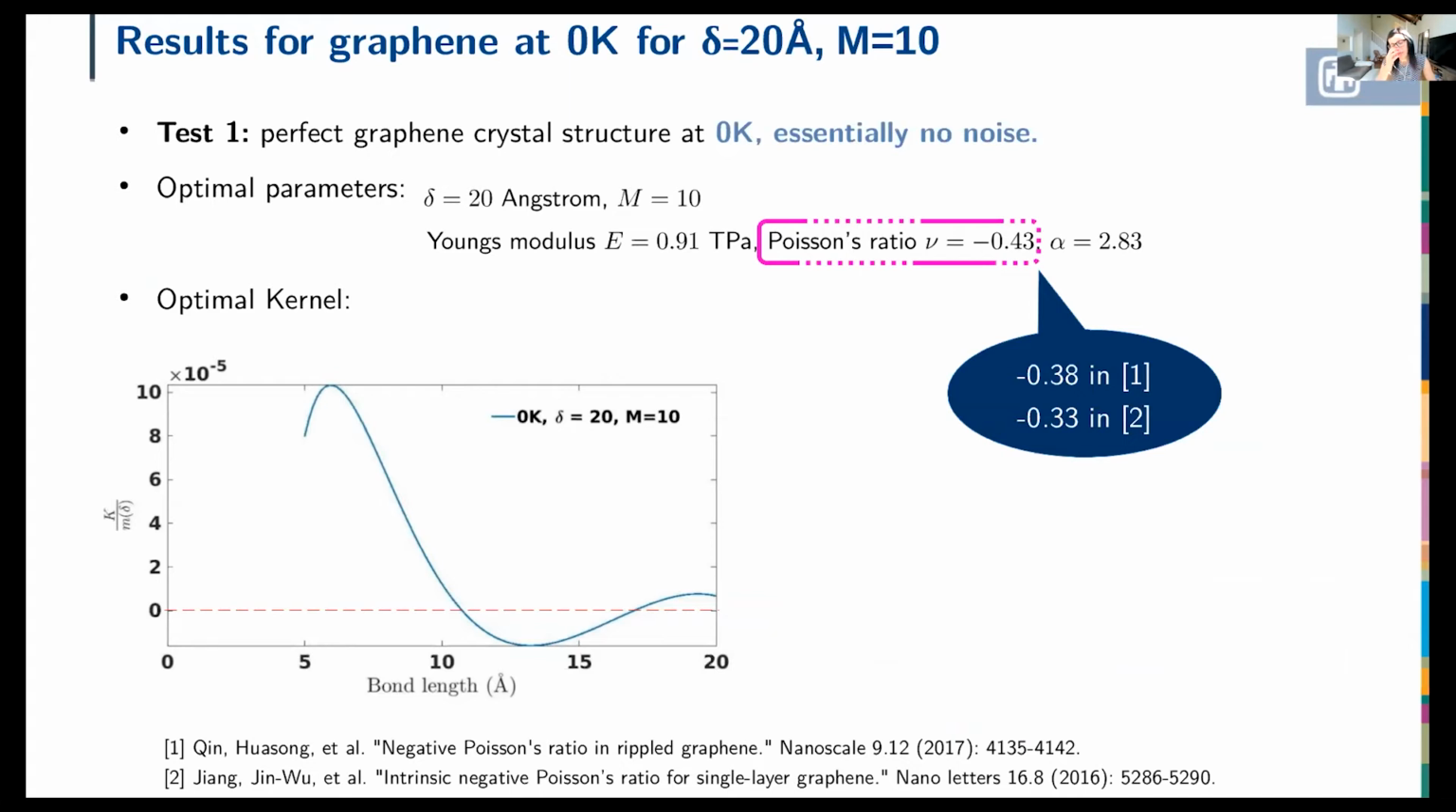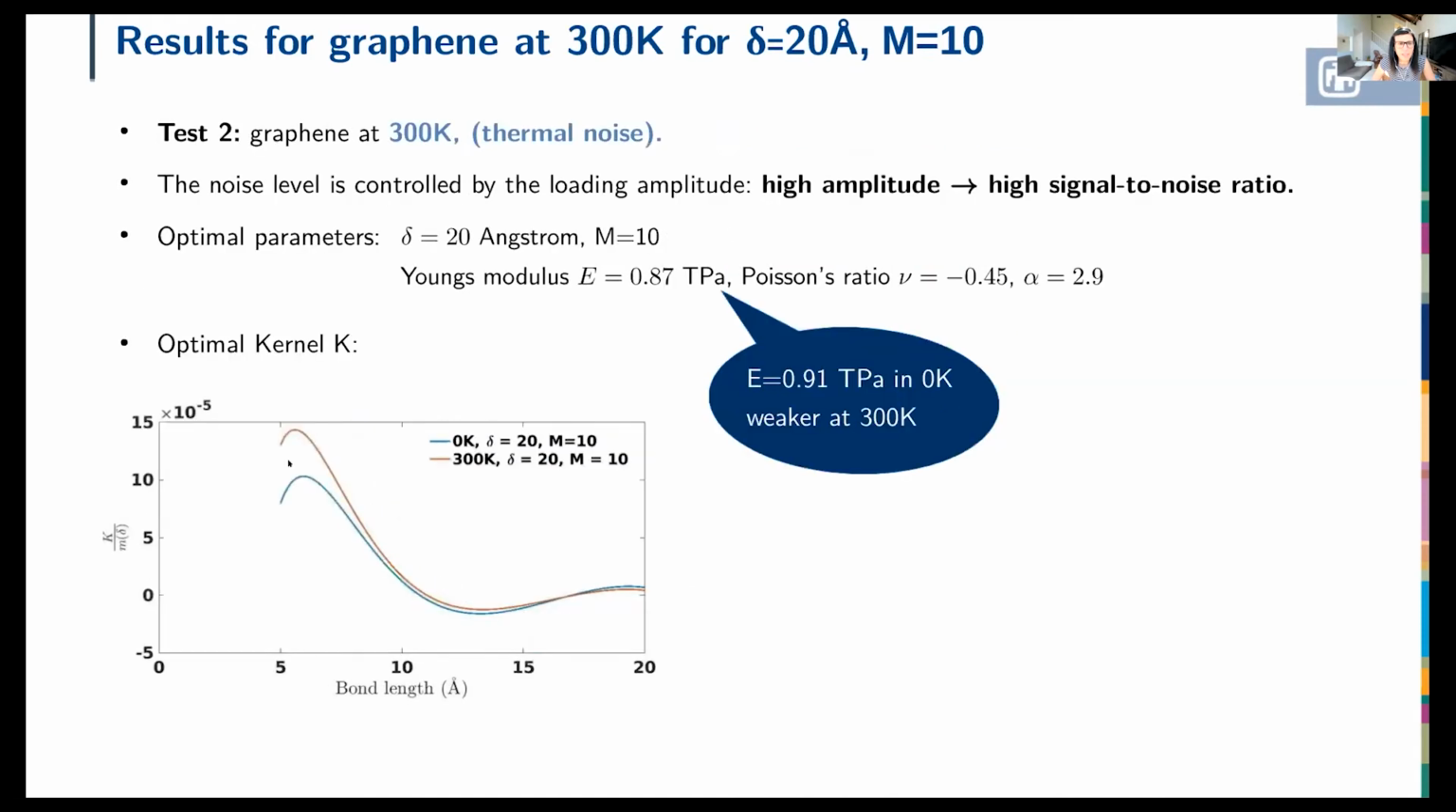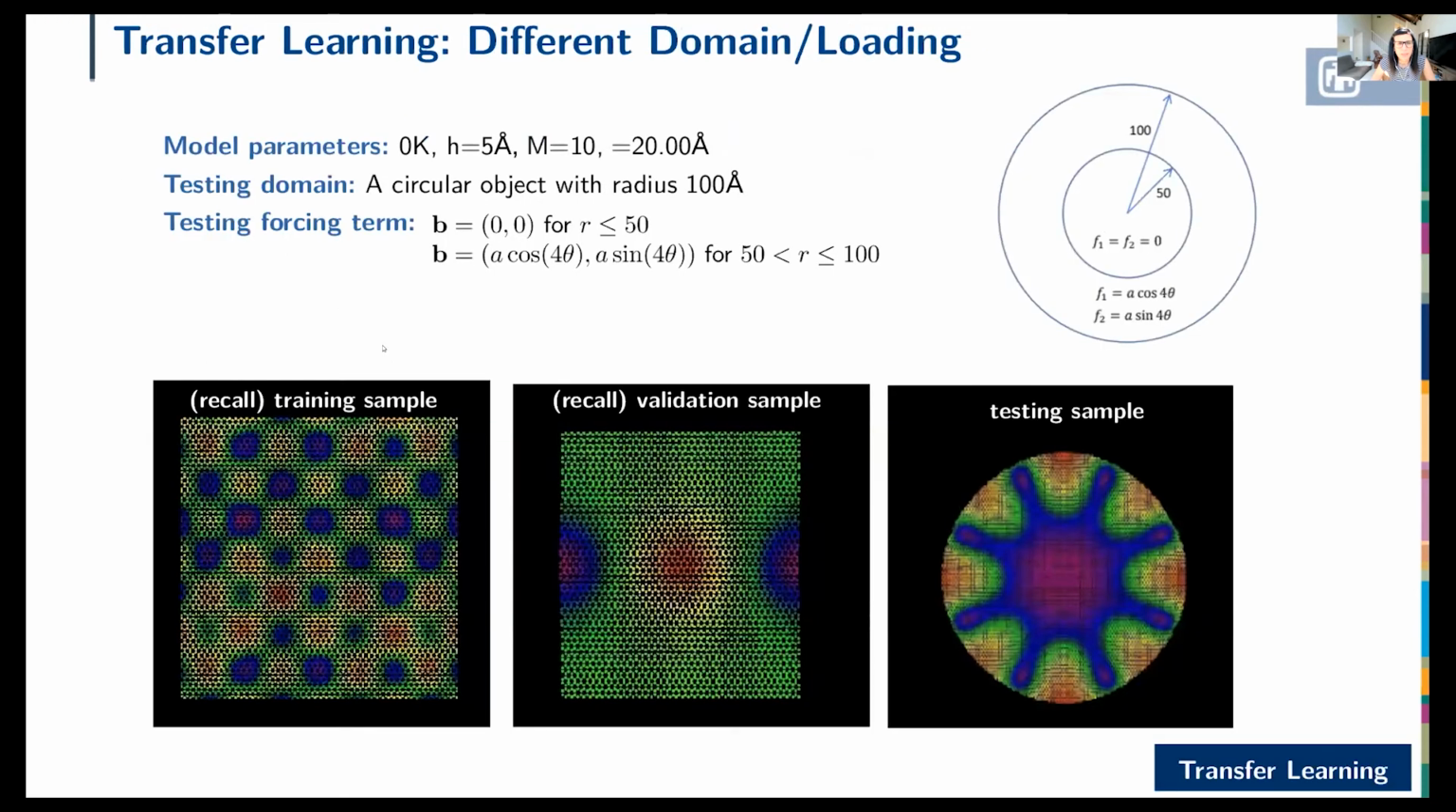We were happy to see that we are able to recover a very specific feature of graphene, which is a negative Poisson ratio, which can also be found in the literature. So we were happy to see some consistency with experimental data. This is just to report the shape of the kernel at 0 Kelvin, and this is the comparison between 0 Kelvin and 300 Kelvin. Some material properties do change, but overall they're pretty robust with respect to the thermal noise. We also did some tests in terms of generalization with respect to the domain.